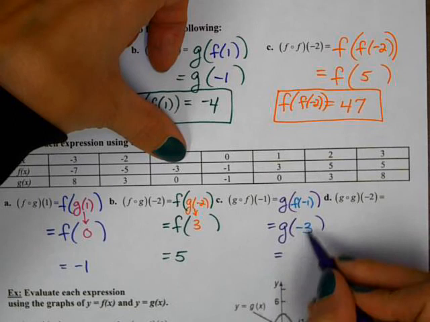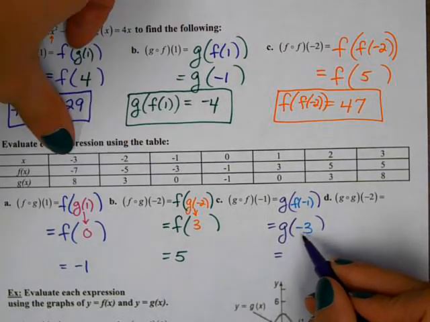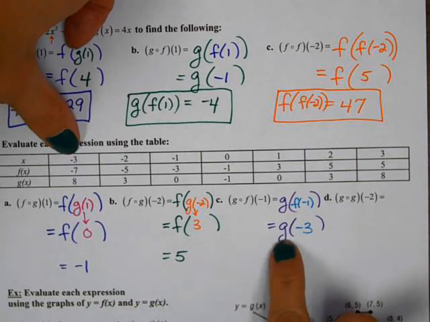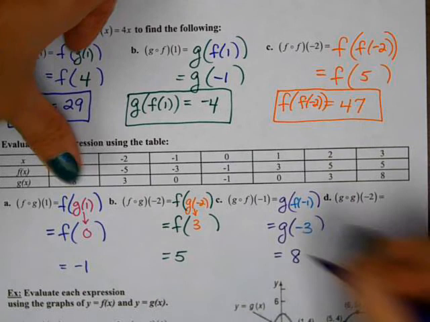But as I do g of -3, I don't write the letter anymore. I'm just going to write the output. So -3 going into g makes 8. 8.